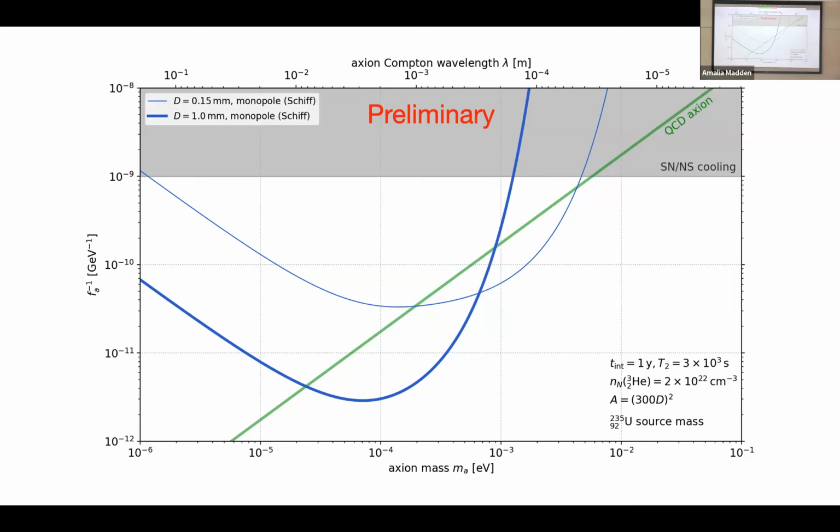Uranium-235 is not an alpha decay, for example. I think it's gamma or beta, and it has a very long half-life. So actually, it would work if it wasn't for the fact that it would probably be hard to get people to give it to us. So you can probably work this out: 0.15 millimeters, and then the area is 300 times 0.15 millimeters squared. So yeah, a proposal for Los Alamos.